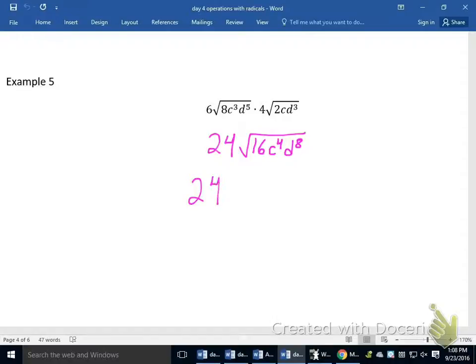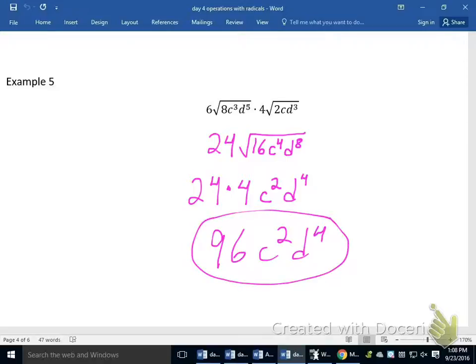So I've got 24 times the square root of 16 is 4. The square root of C to the 4th is C to the 2nd. The square root of D to the 8th is D to the 4th. Remember, I'm dividing by 2 on these exponents is how I'm getting these. And the last thing I need to do is just 24 times 4, and that's 96. C squared D to the 4th. And that is your final answer here.